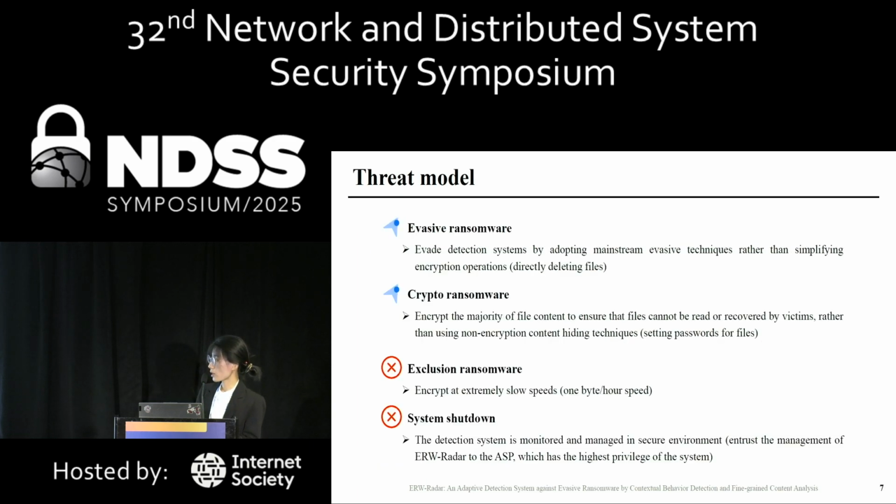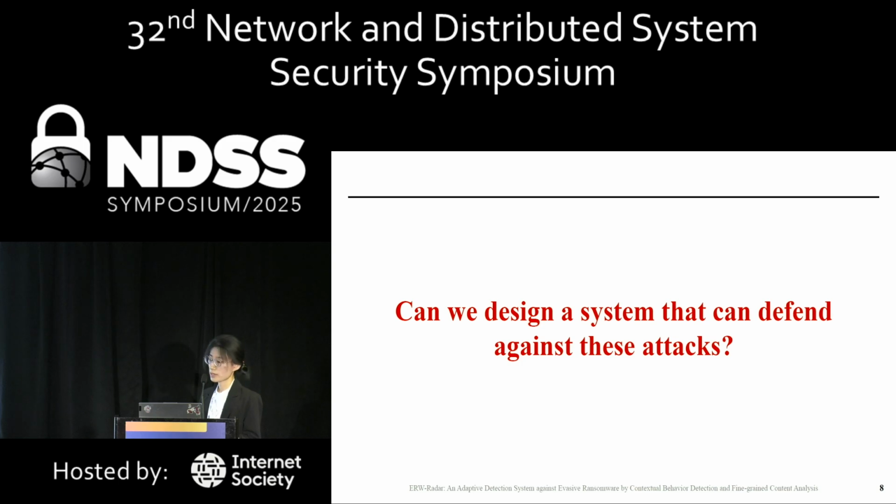So in this paper, we focus more on evasive ransomware that evades detection systems by adopting these mainstream evasive techniques, and crypto ransomware that encrypts the majority of file content. We do not consider ransomware that encrypts at extremely slow speeds, and the case where the detection system may be maliciously shut down by privileged attackers. So our goal is to design a system that can defend against these attacks.